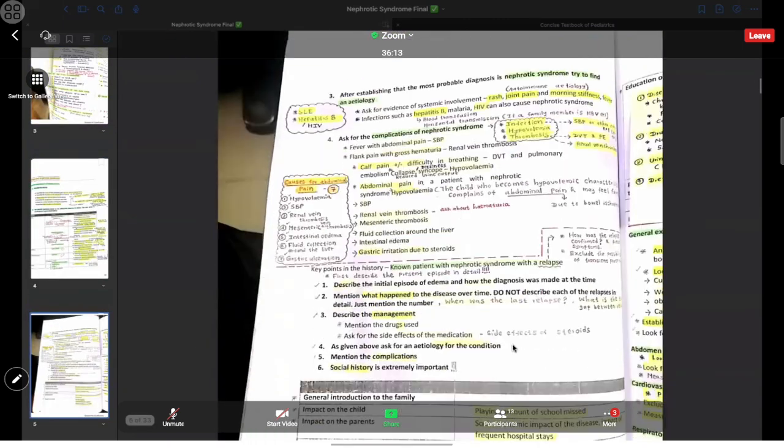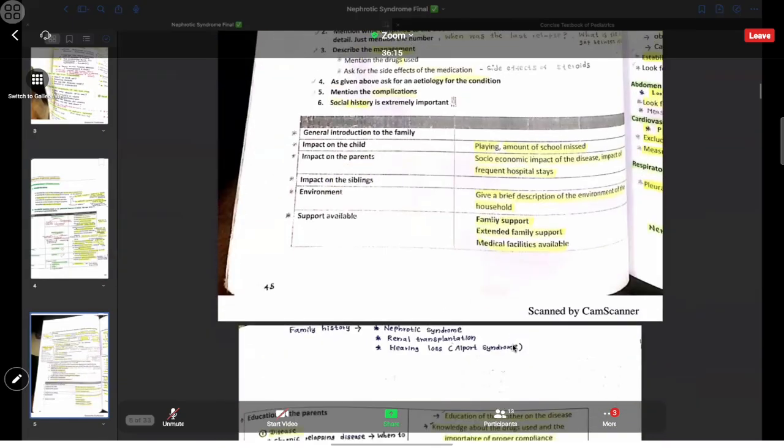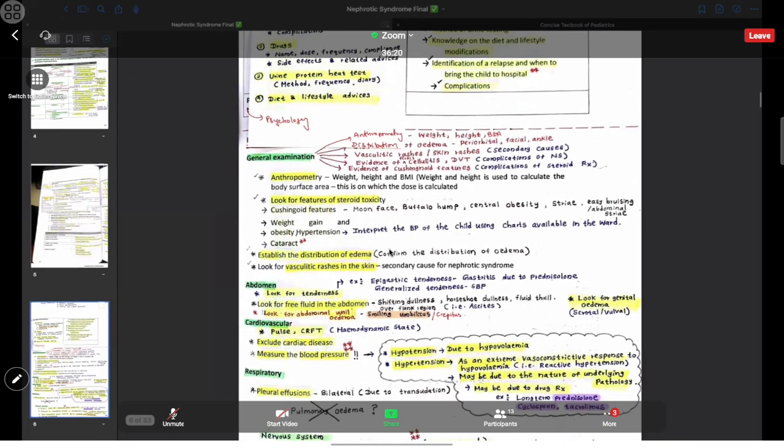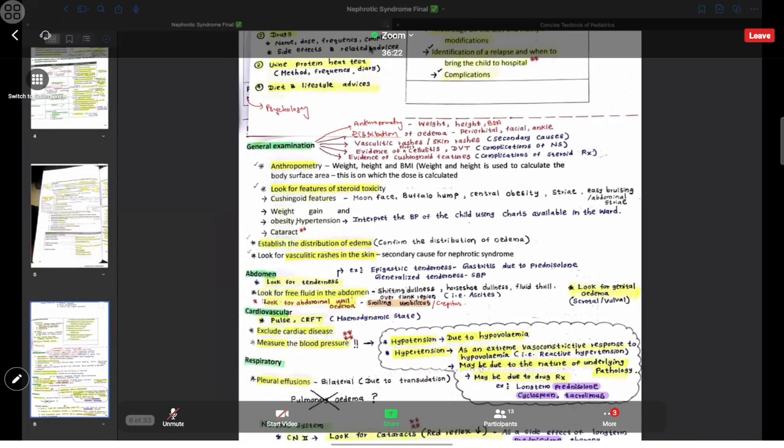Yeah, this is the same thing. I'm just going to skip through this because these are common stuff. Then I'll just go through examination quickly. So in examination, always do anthropometry: height, weight, BSA, body surface area, all of that. Okay, you have to look at the body surface area.